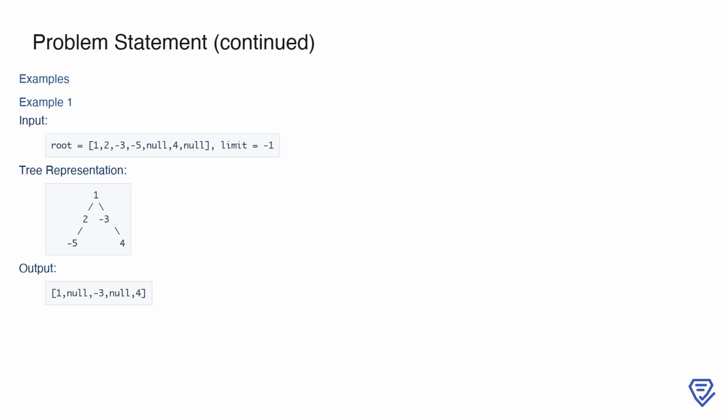To better understand the problem, let's look at our first example. Here, the input tree has the root value 1, with children 2 and -3. Node 2 itself has a left child, -5, while node -3 has a right child, 4. The given limit is -1. The task is to prune any paths from the root to a leaf where the sum of the node values is less than -1. After pruning, the output tree is represented as 1, null, -3, null, 4.